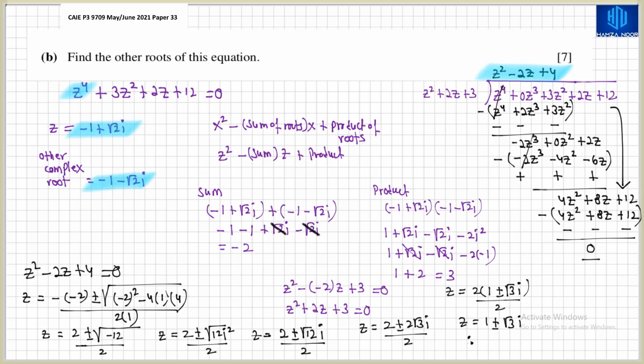So therefore, we can say that the other roots are, the first one was the complex conjugate of the root which was given to us in the question. So the other roots are minus 1 minus root 2i, and then minus 1 plus root 3i, and then minus 1 minus root 3i. So the equation which is given to us in the question has 4 complex roots. So this is supposed to be your final answer since we were required to find the remaining roots. So this was question number 10 of CIE P3 9709, May June 2021, paper 3, variant 3.